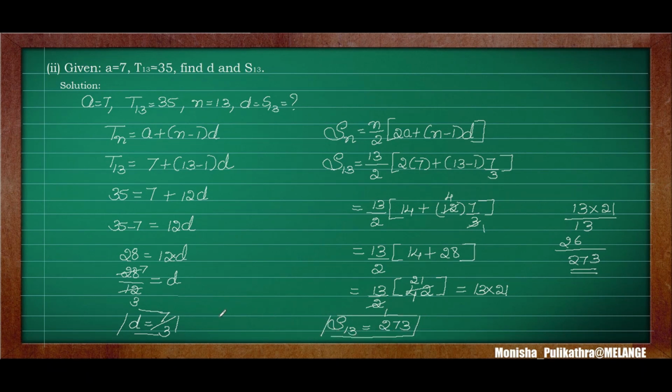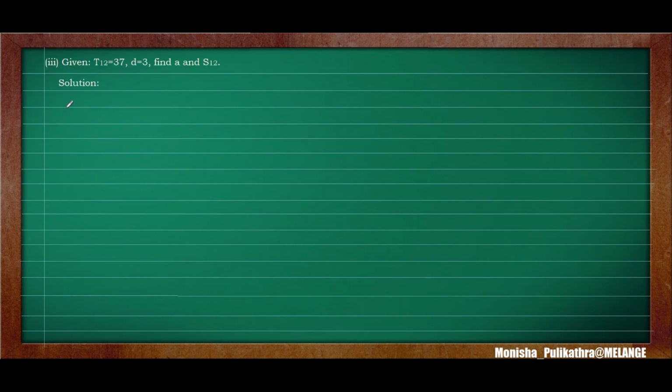So hence we got the value for common difference and sum of 13 terms. So this is the way to do this problem. So moving on to the third problem. Here T12 is given as 37. D is equal to 3. We need to find out the first term and the sum of the 12 terms in AP.